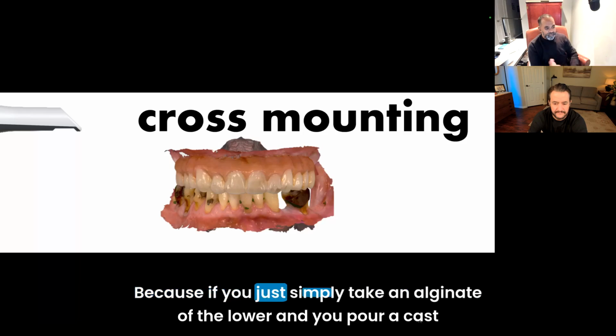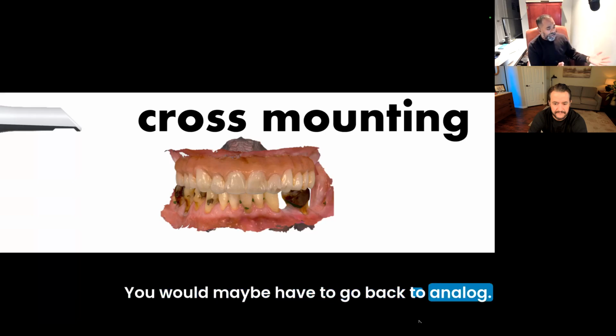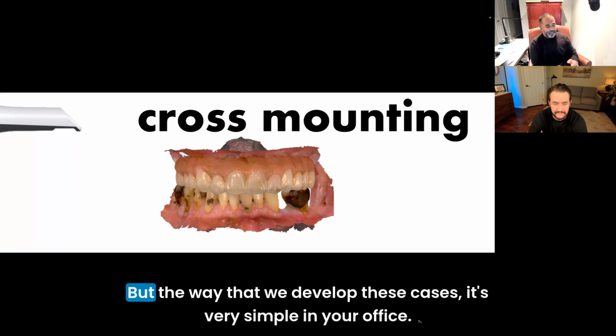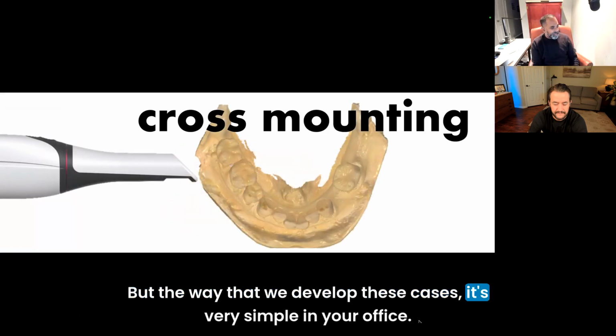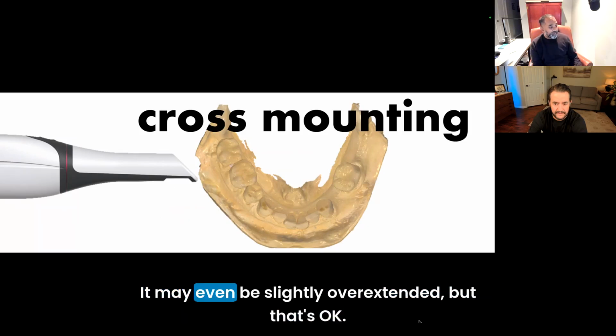Because if you just simply take an alginate of the lower and you pour a cast, now how do you mount that back? You would maybe have to go back to analog. Maybe you have to get a bite rim, or you use a blue mousse. But the way that we develop these cases, it's very simple in your office. Just go ahead and take that alginate. You have a good border extension. It may even be slightly overextended, but that's okay.